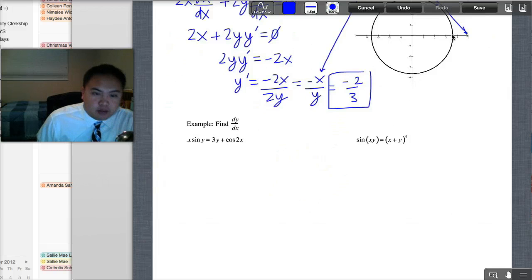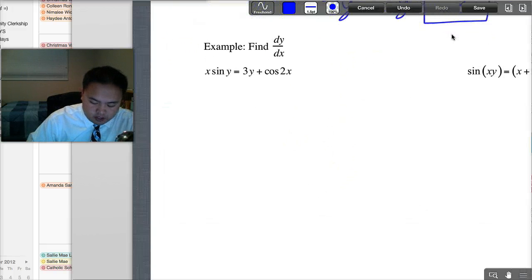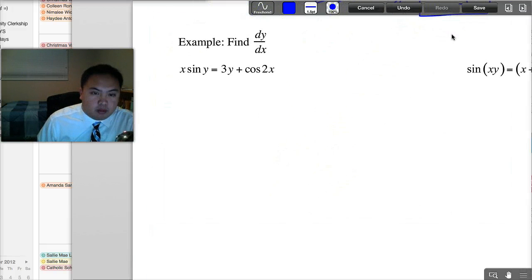Same thing, it says find dy/dx. But for this particular problem, they want it for this problem. I know it looks very terrible.